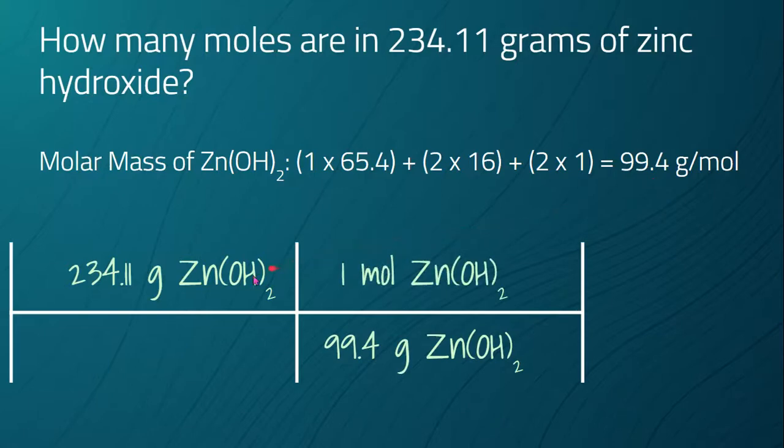My grams of zinc hydroxide will cancel out, leaving me with moles of zinc hydroxide, which is what I want. So I can multiply across the top and divide by the bottom. 234.11 times 1 divided by 99.4 gets me a total of 2.4 moles of zinc hydroxide.